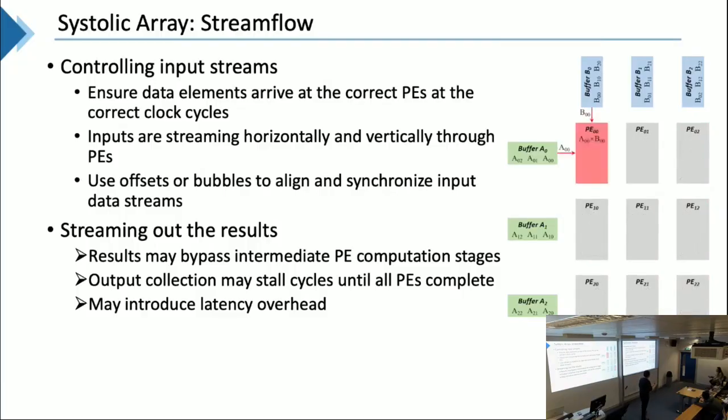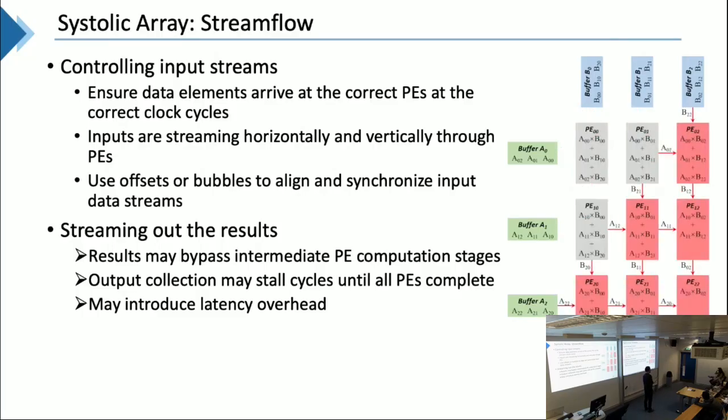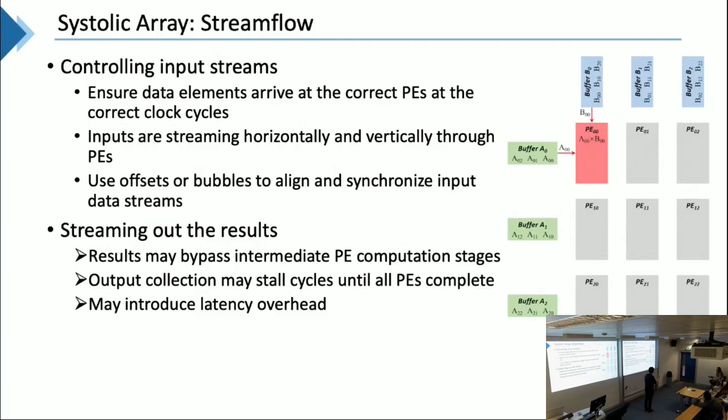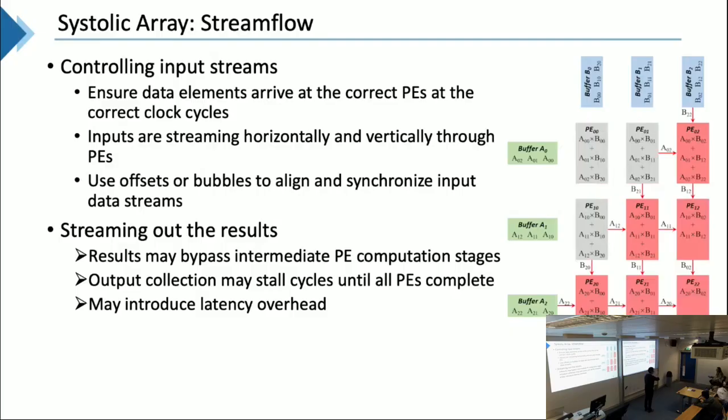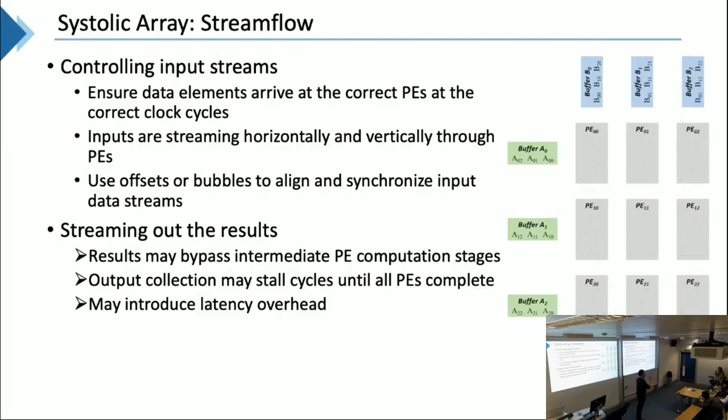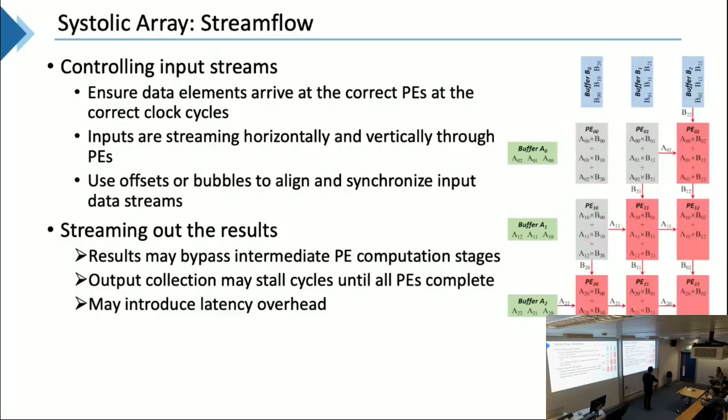And one more thing you need to be careful about is that you need to add some offset in your data stream. Let me explain why. For example, you can see here, at the first clock cycle, only buffer A0 is feeding data to PE00, and buffer A1 is not feeding data. The reason is we need to ensure the correct data are multiplied at the correct timing. Because in the first cycle, B00 is still in PE00, so the data is still in this PE.